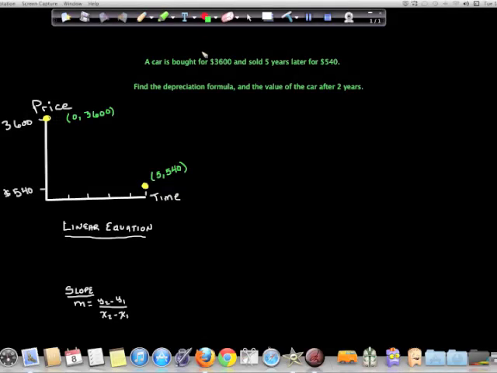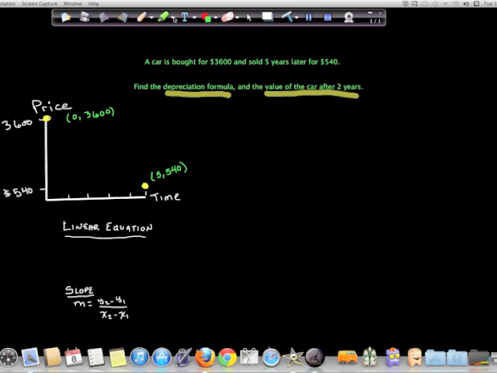In this video, we are going to be modeling a word problem using a linear equation. So looking through this, we have a car that is bought for $3,600 and it's sold 5 years later for $540. The question is asking us to find a depreciation formula and the value of the car after 2 years.